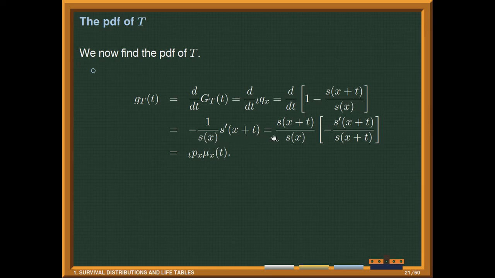But then this expression here, we can rewrite it this way. And I think it's clear now that this is tpx, while this is mu sub x of t, or mu of x plus t, right? Or we can write it this way. By the way, x is fixed, right? We're given the value of x. So the PDF of t evaluated at small t is tpx times mu sub x of t. Okay? So that's the PDF of the random variable t.